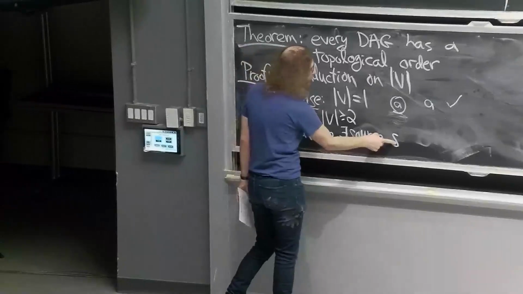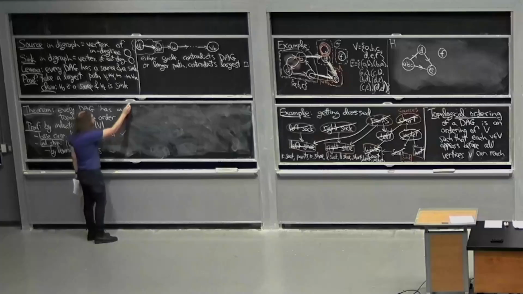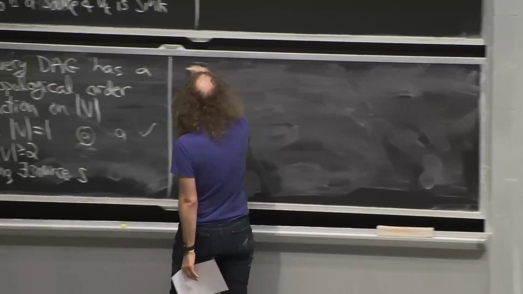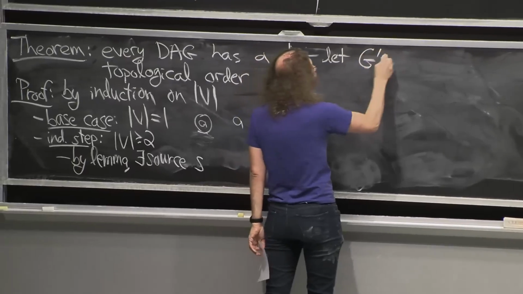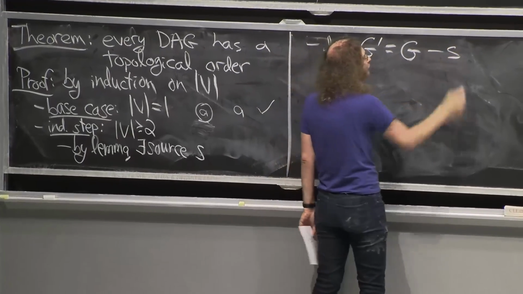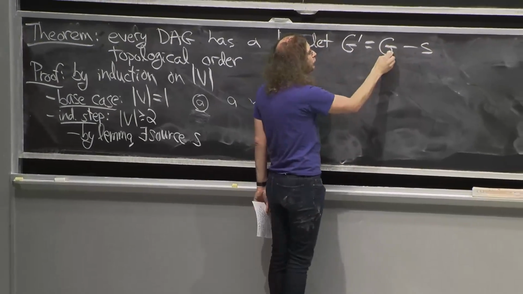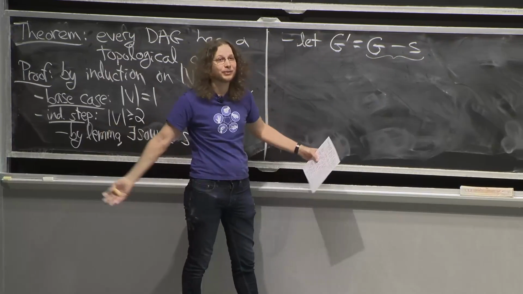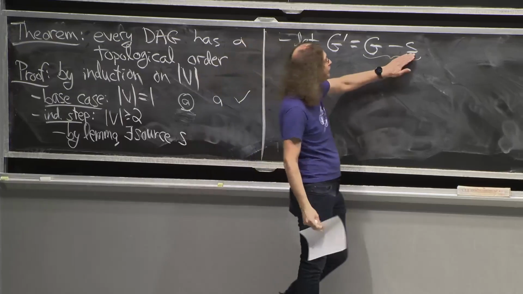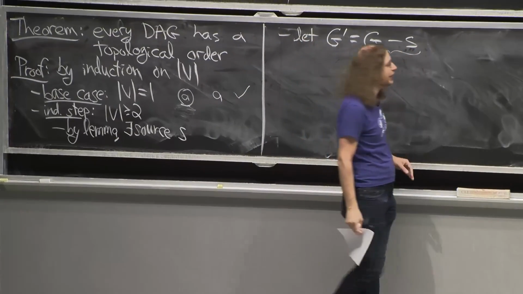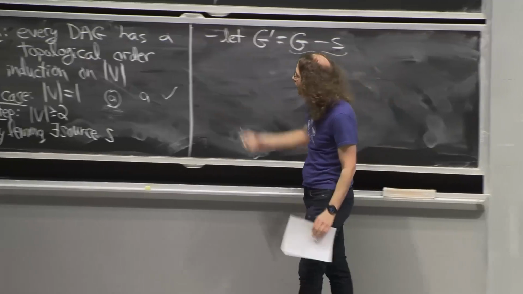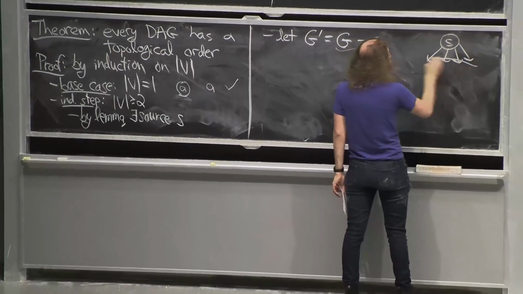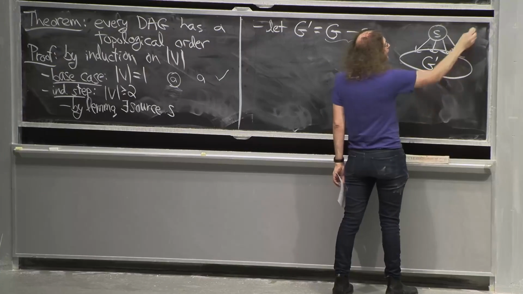And the intuition is I want to do S first. But to figure out how to do the rest of the graph, I can use induction. So let's let G prime be G minus S. Remember, G minus S was the graph induced by the subset of vertices that's everything except S. So in other words, erase the vertex S and all of its incident edges, which in this case will only be outgoing edges. So here we have S, and there's some outgoing edges into G prime, and G is this whole graph.